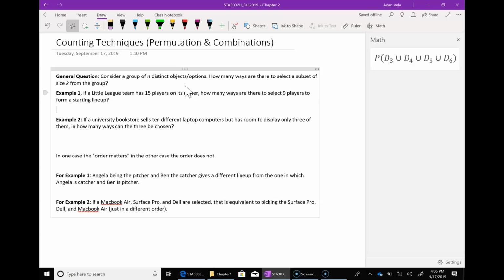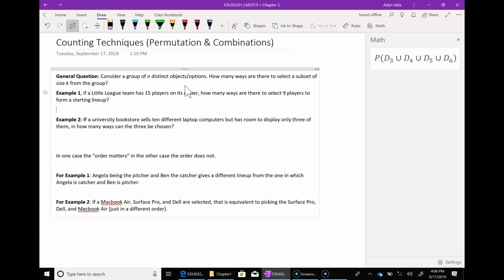Okay, so permutations and combinations basically deal with two basic premises, which is if we have a group of objects or events or whatever, how many different ways can we select subsets from that? Okay, so sort of the canonical examples are if you have a Little League team with 15 players and you need to pick your starting lineup. How many different starting lineups can you make? Now in this case, this corresponds to a permutation because the order in which you select the players to play the positions matters.